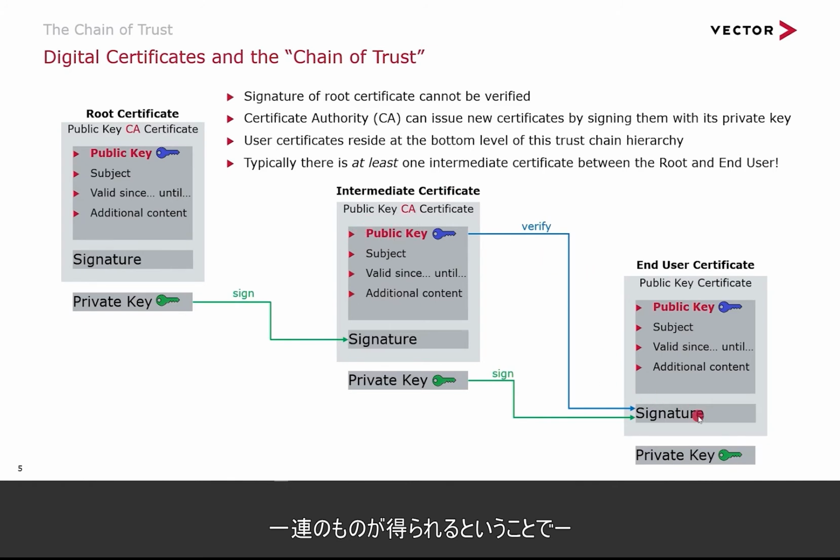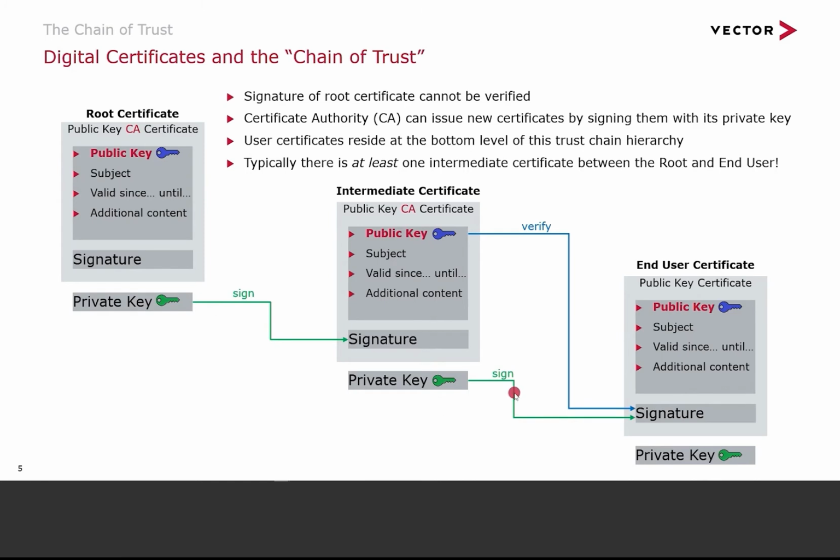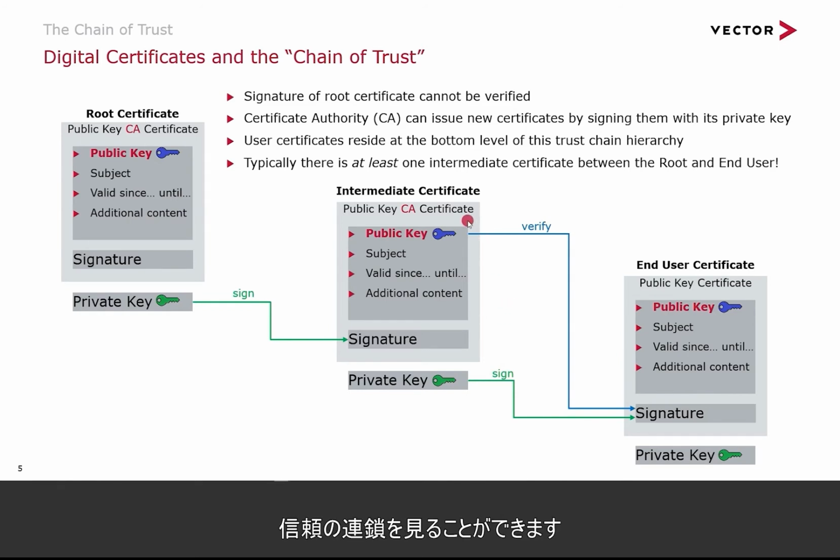So the intermediate certificate, we can verify using its public key the signature of a downstream certificate that was signed with the private key. This is a simplified view; typically there are many. You can right-click on the padlock that you see in your web browser and look at the chain of trust. You can see how many certificates there are between your browser, the end user, and the certificate authority. There could be 5 or 6 even certificates in that chain. So that's a very quick explanation.